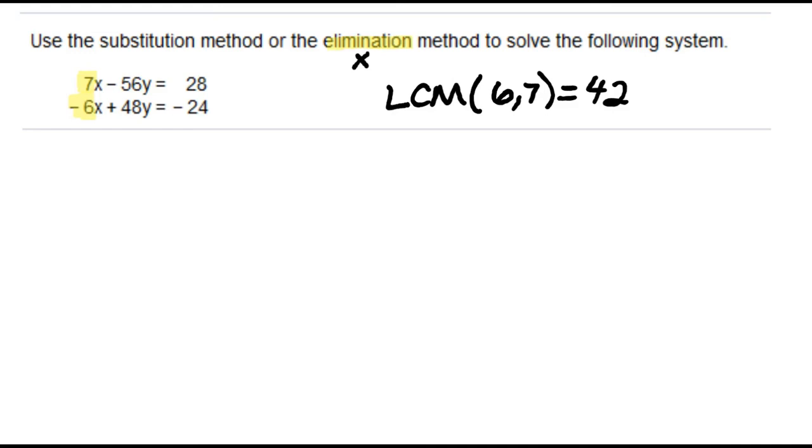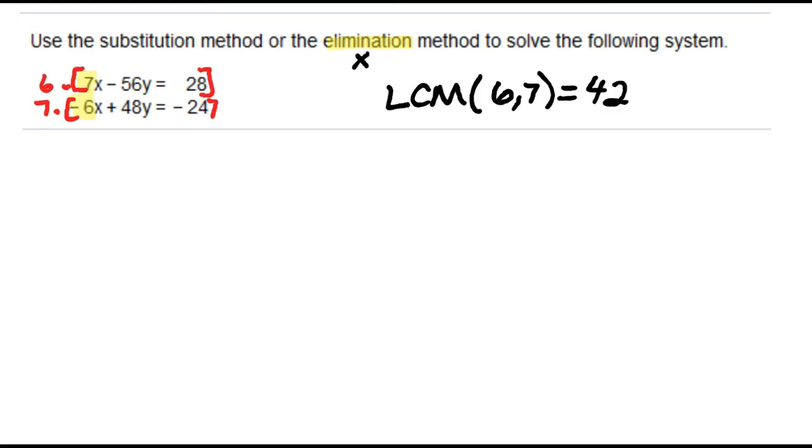So on the first equation, that's going to happen if I multiply every term by 6. And on the second equation, that'll happen if I multiply every term by 7. 6 times 7 is 42. 7 times negative 6 will be negative 42. And that's going to get the x term to eliminate.